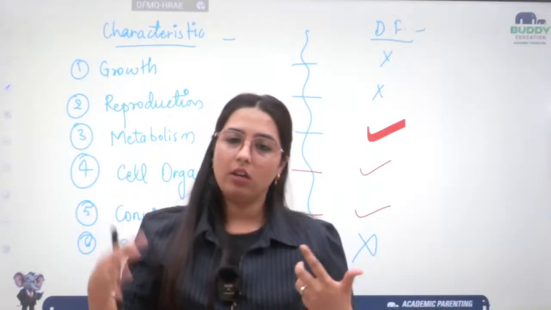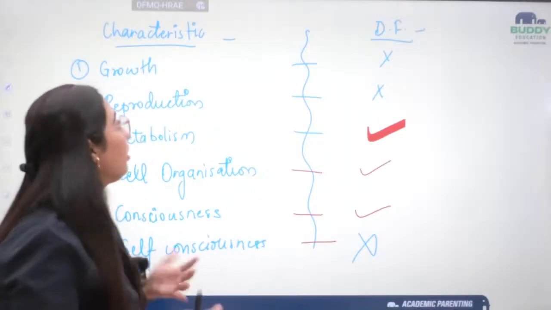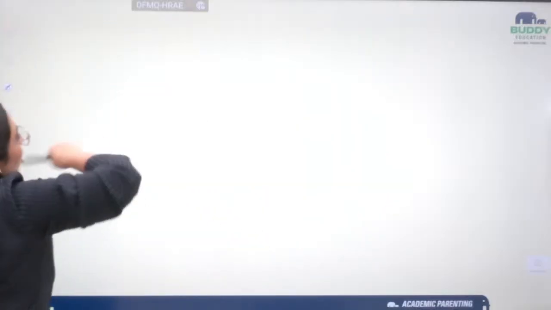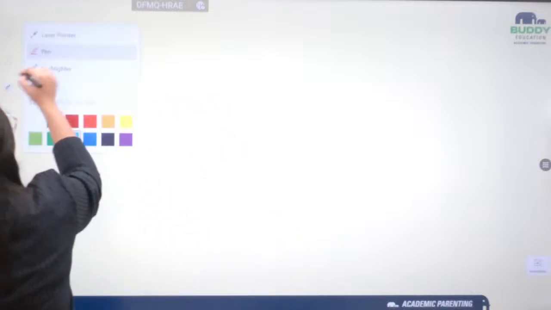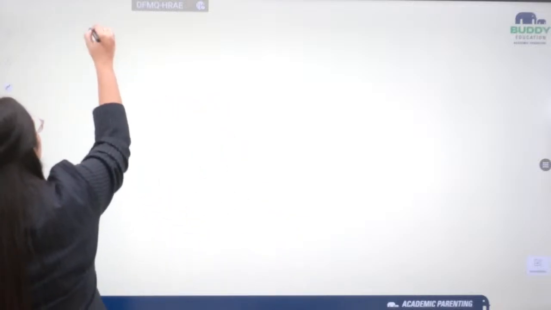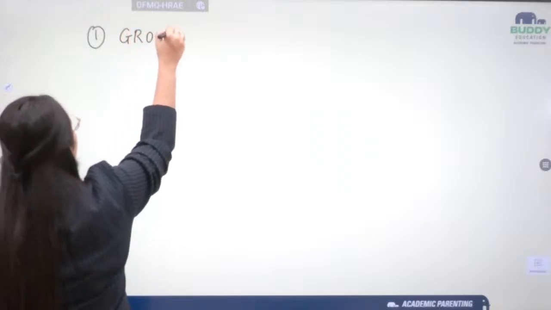Okay, let me discuss one by one all these features, so we'll get more of it. What is this feature and how are they behaving, exactly? I need to know about this feature. So first let's talk about our first feature, that is growth.